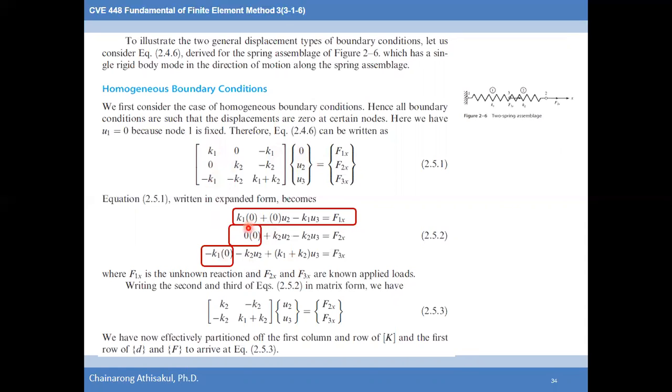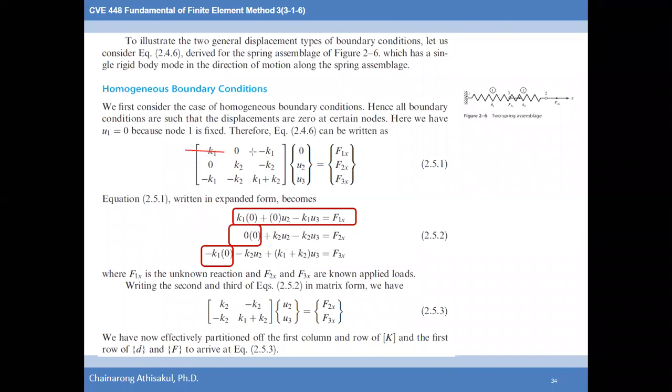So it means that the term of u1 is equal to 0. So the term in the first column of the second and third equation has no meaning because it's multiplied with 0, right? So we can cut off the column and row of this element matrix. We can cut off this row because we know u1, right? And the first equation is not necessary to solve the unknown u2 and u3 for this moment.